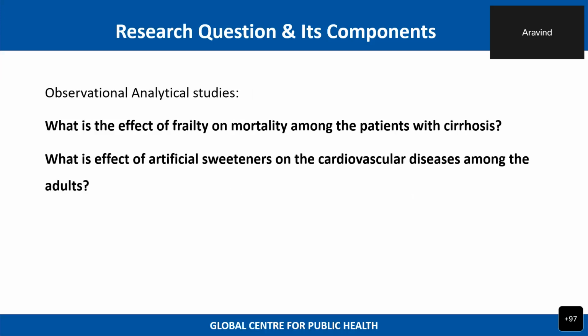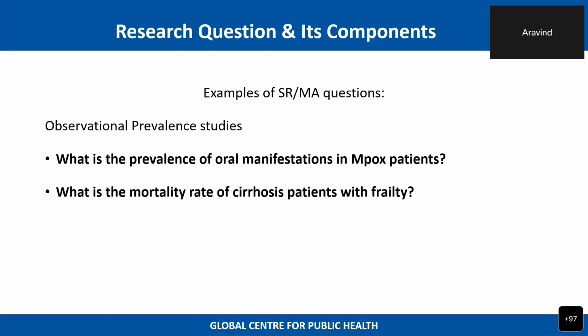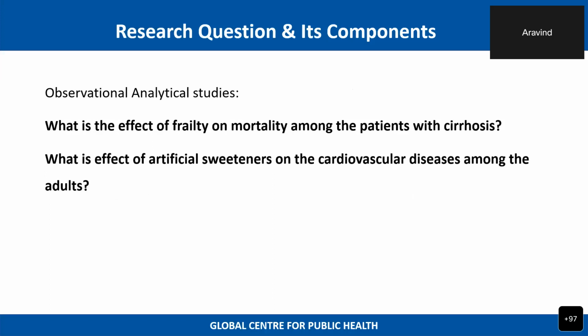Now, moving on to observational analytical studies. I'm just expanding the descriptive question and making it into an analytical question. In any analytical study, you'll have a comparison group. If I want to do a systematic review and meta-analysis taking this mortality and frailty concept itself, I want to see the effect of frailty on mortality among patients with cirrhosis. It's a straightforward question: What is the effect of frailty on mortality among patients with cirrhosis? This will be my question for the systematic review, an analytical study where I want to know the impact of frailty on fatality among patients with cirrhosis.